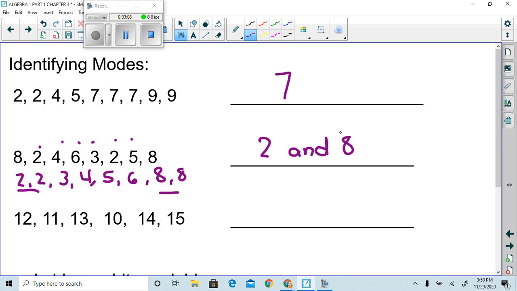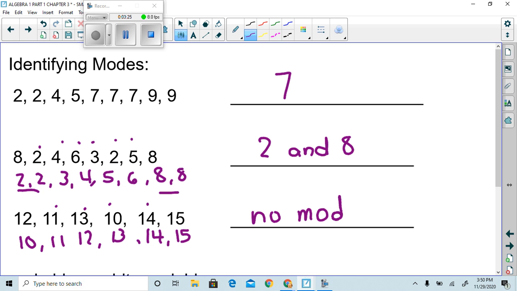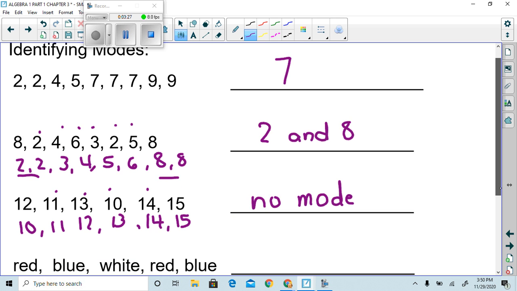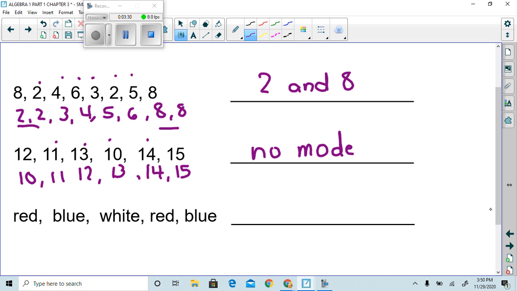Last one, again not in order, so I may want to rewrite it first so that I can easily see whether anything is repeated. And in this data, there's no mode. Now I've been doing this all with numbers, but I could have a set of anything. Now here I have just a list of colors: red, blue, white, red, blue. So I see I have 2 reds and 2 blues. I have 2 modes. So mode means the most.